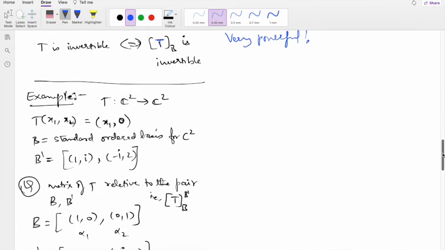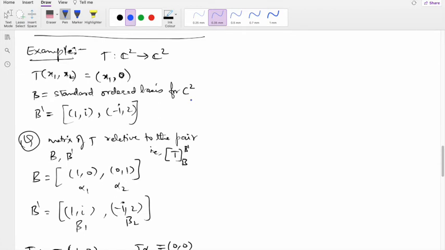Okay, so we'll now see one example of how we can get these transformation matrices. So we have a transformation, let's say T, which goes from C square to C square, where C is the set of complex numbers. It is defined in this way: T of x1 comma x2 gives x1 comma 0. Let's say we have B as the standard ordered basis for C square, that is basically 1, 0 and 0, 1, because 2 is the dimension of your vector space. And we have one more basis, B dash, given as (1, i) and (i, 2). So these are the two elements of this basis B dash.